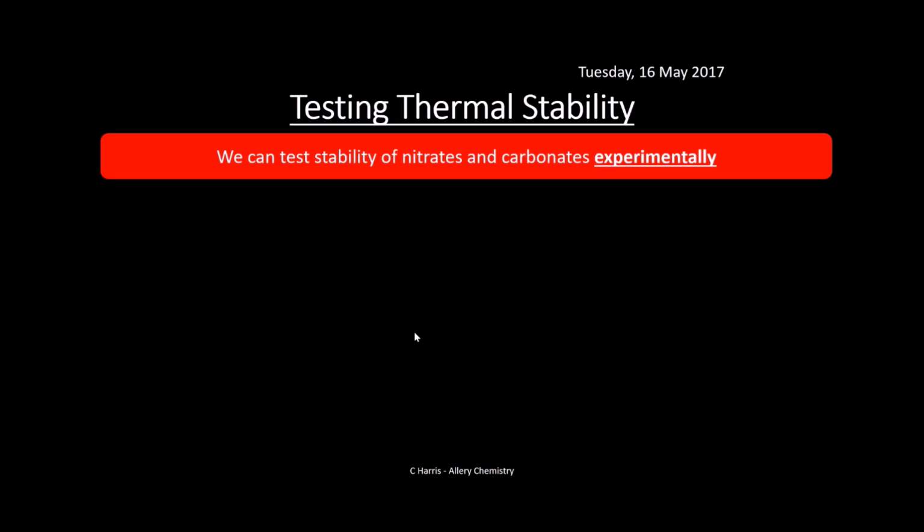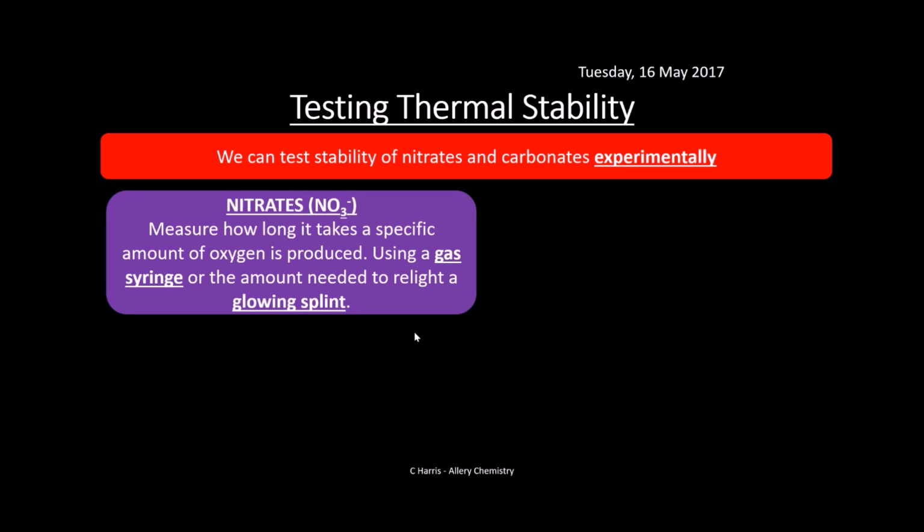Okay, so we're now still on this stability bit. We're going to be testing them. We can test the stability of nitrates and carbonates experimentally. So how do we know how stable something is? If we look at nitrates first, we can measure how long it takes for a specific amount of oxygen to be produced. Remember, one of the products of the decomposition of nitrates is the oxygen. We can put it into a flask with a bung, put a delivery tube onto a gas syringe, and measure how much comes out. Or you can measure the amount needed to relight a glowing splint if you want. So you can do it a few ways.